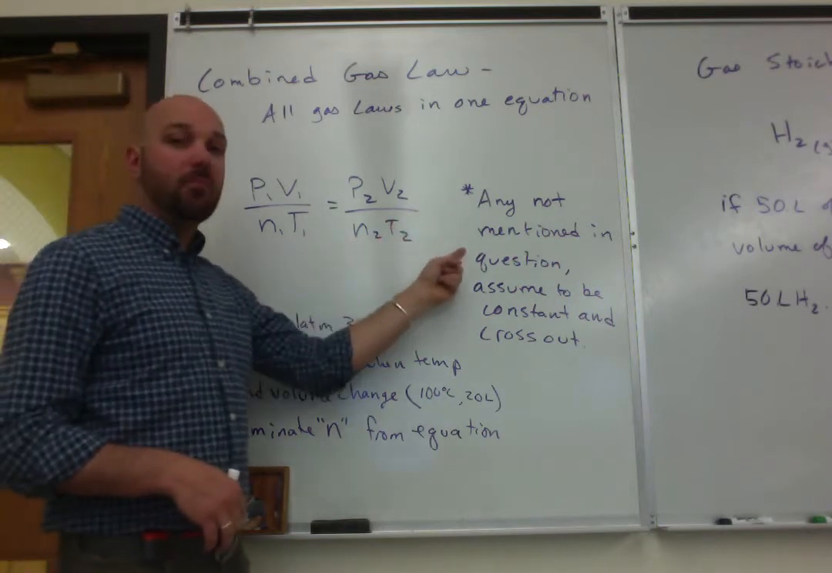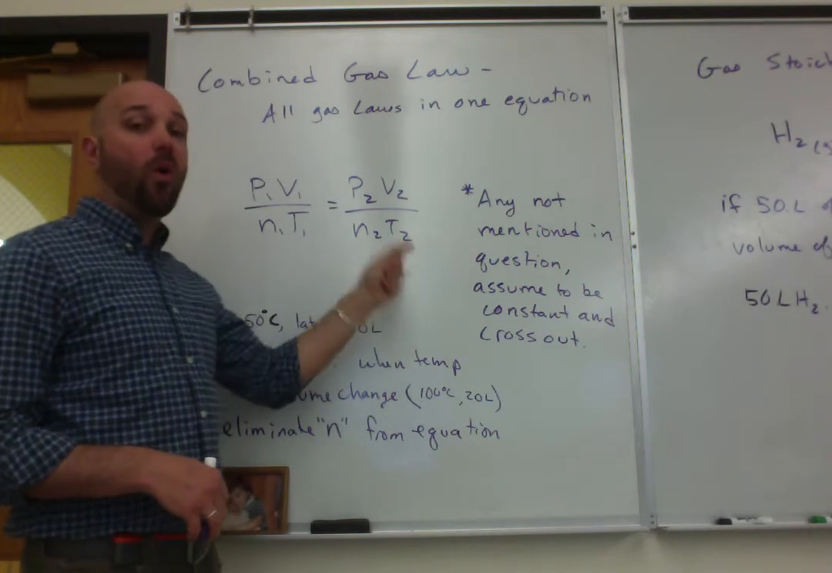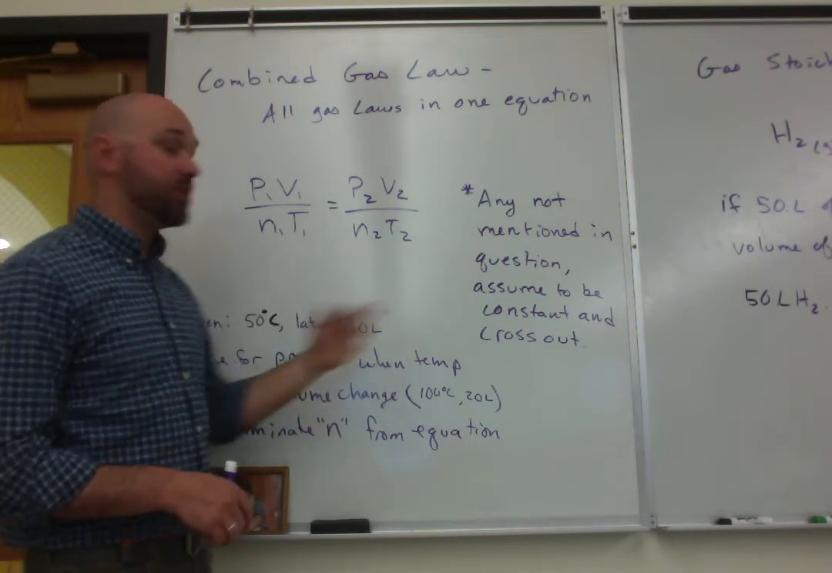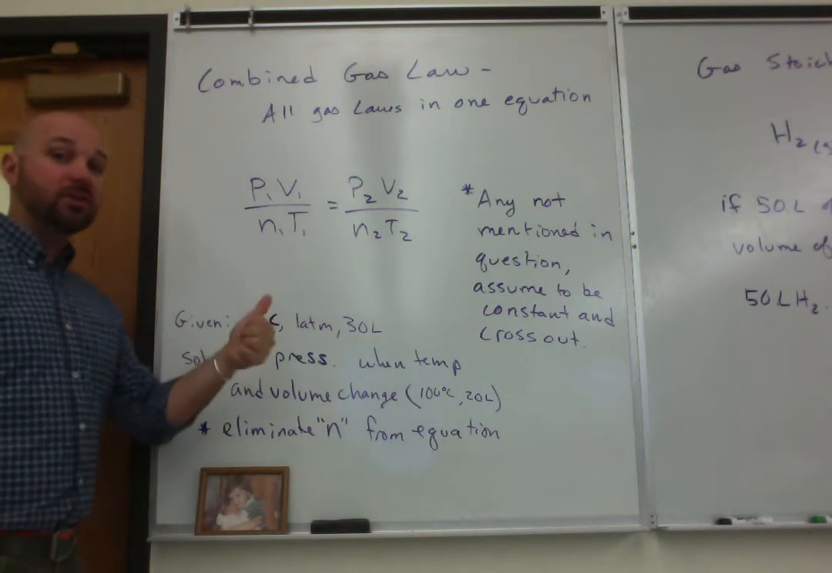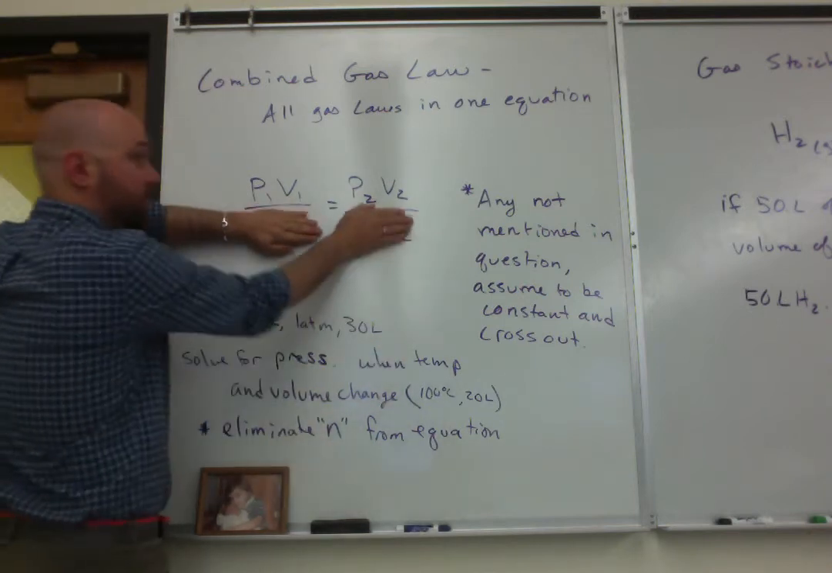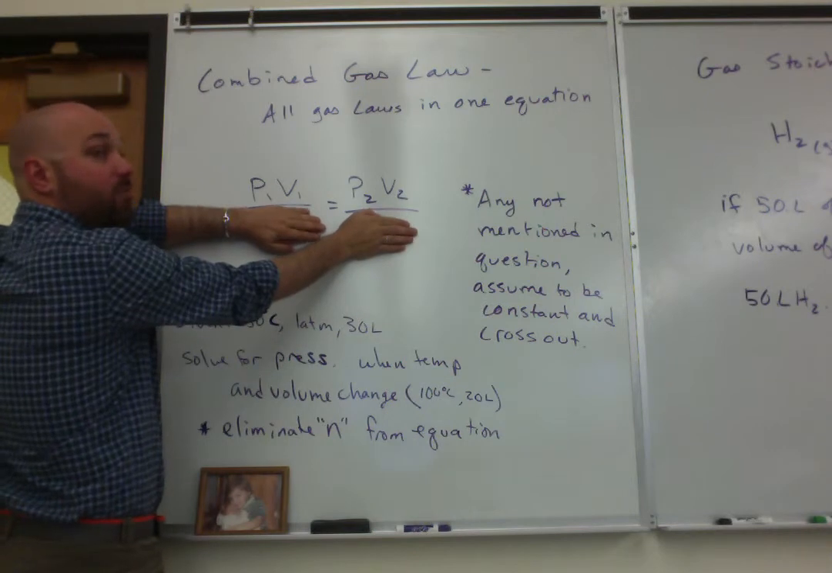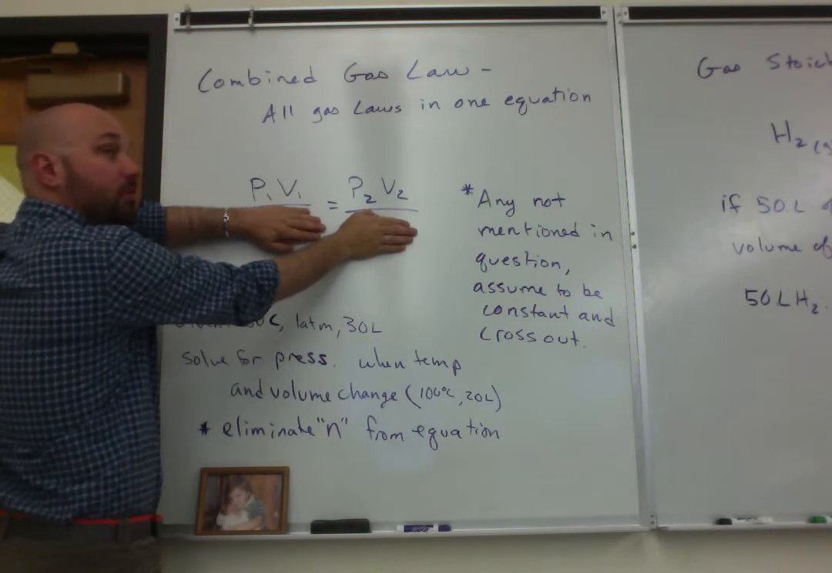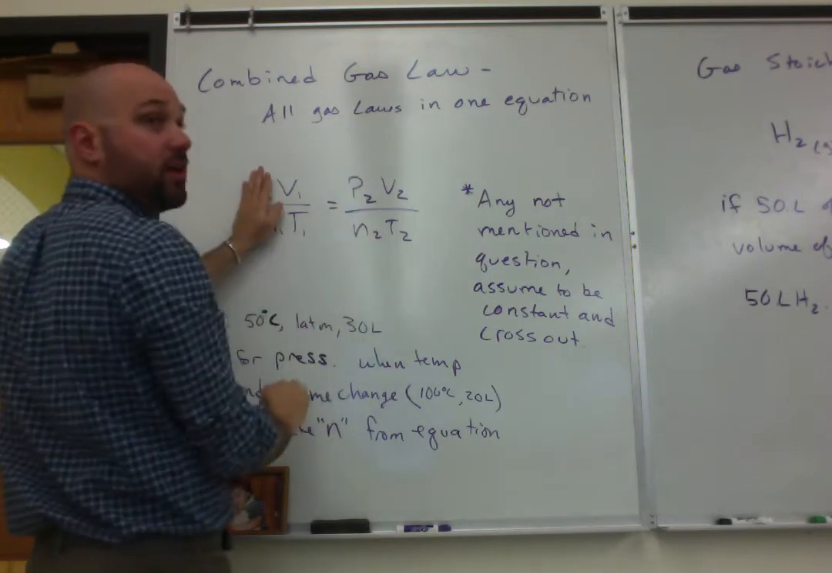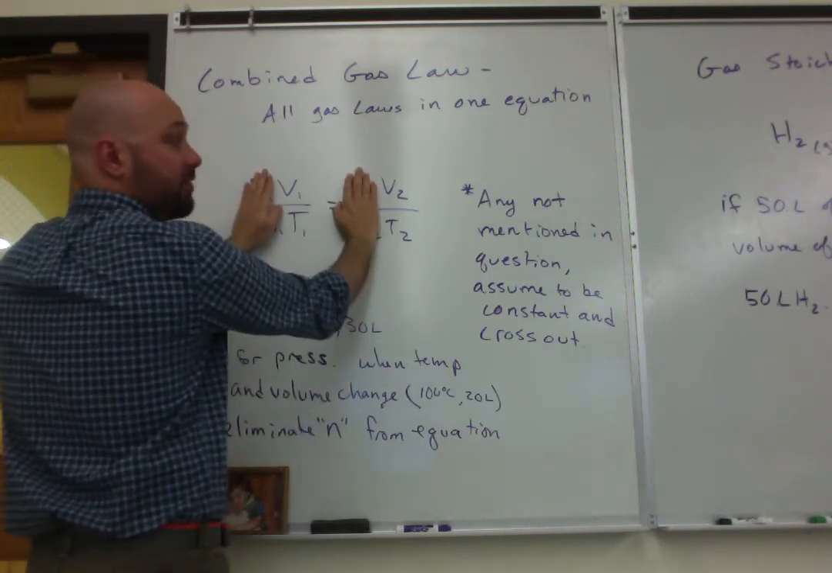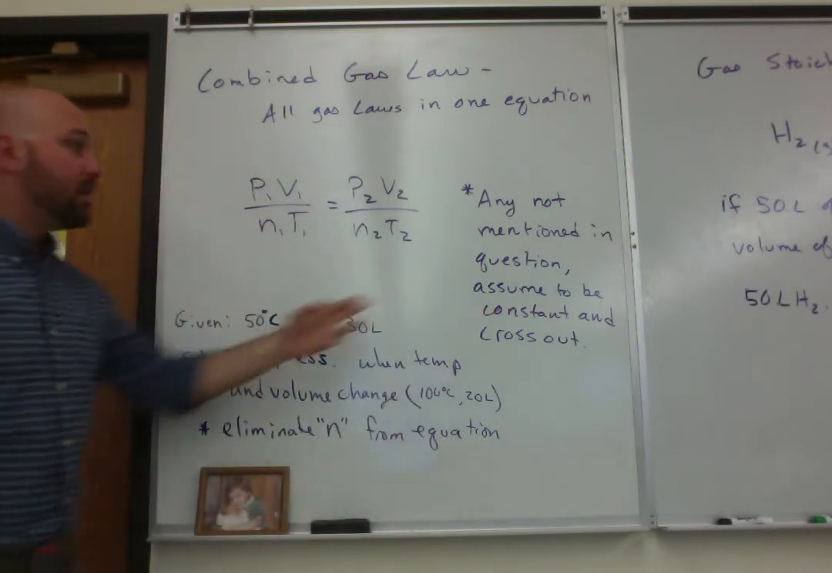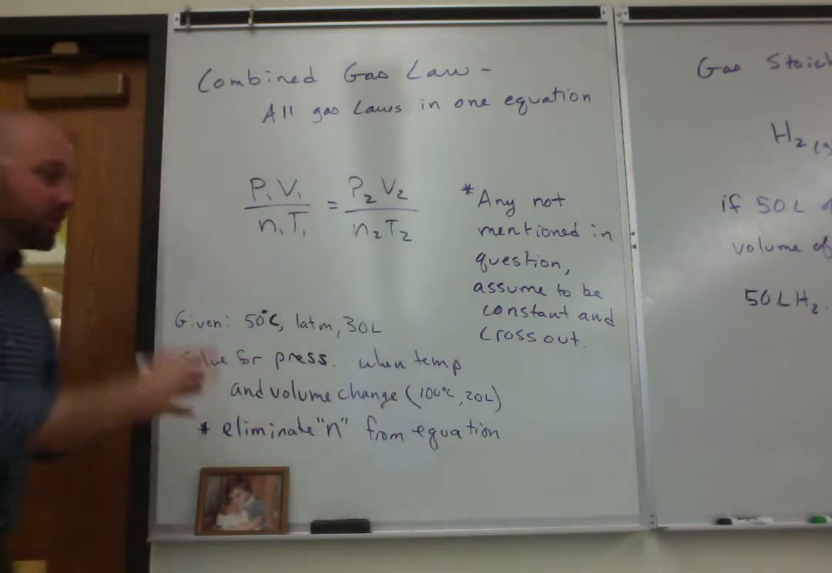If any are not mentioned in the question, or if they're kept as constant, we can eliminate them from the equation. So Boyle's law, temperature and number of moles are constant. We just cancel those ones out, and look at that, we have Boyle's law. P1V1 equals P2V2. Pressure and number of moles. Now we have Charles's law. So from this we get all of them. If it's constant, you can just cross it out.